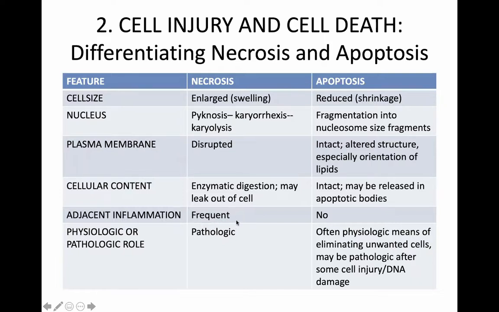In terms of inflammation, most often in necrosis, you find adjacent cells are affected because the enzymatic digestion that happens leaks out of that cell. But for apoptotic bodies, because they are intact, there's no leakage out. Most of what you find is localized, so there's no adjacent inflammation. Necrosis is always pathologic, while apoptosis may be physiologic. It usually happens, for example, when there is genetic damage, right?